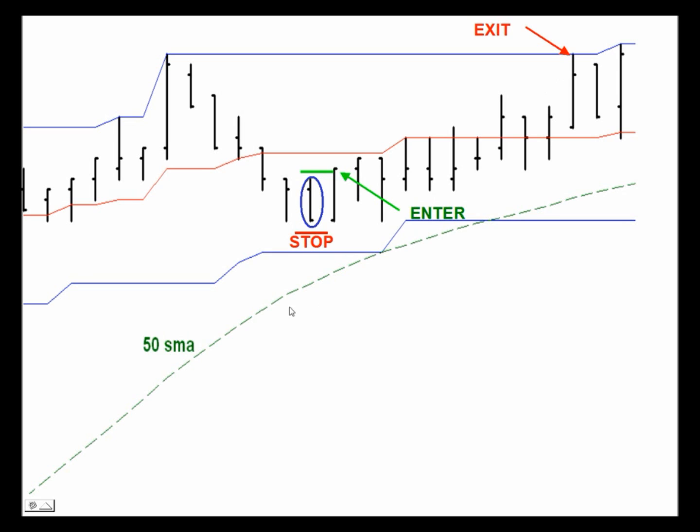We're looking to buy in sync with the trend. We're looking for the bar that is completely below the midline. Once we enter, we place our stop below the lowest low and wait for price to resume its upward trend.